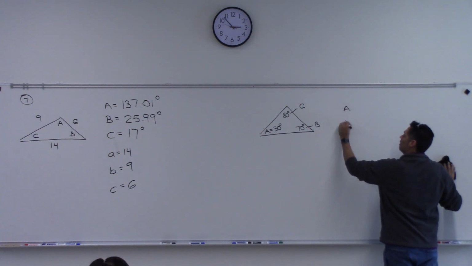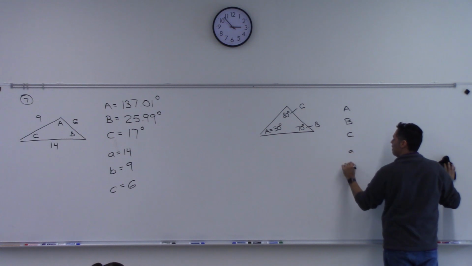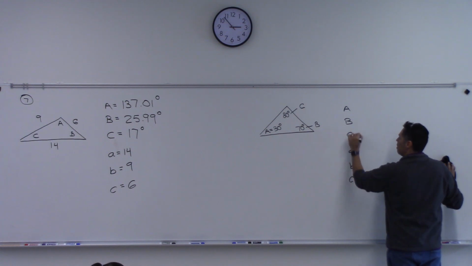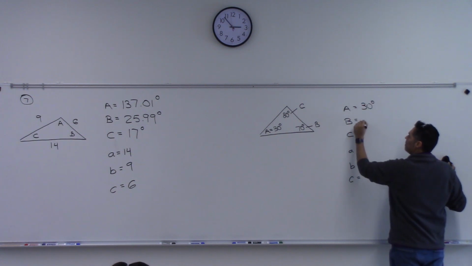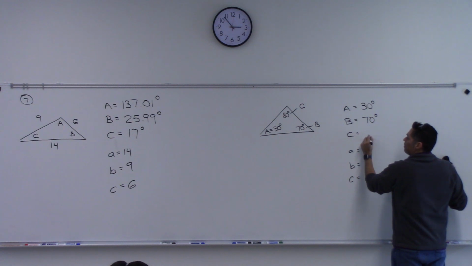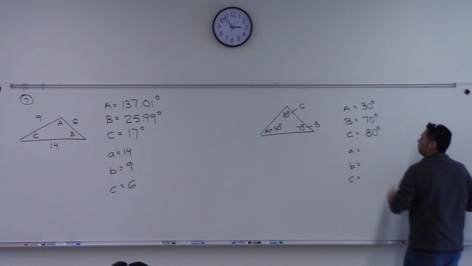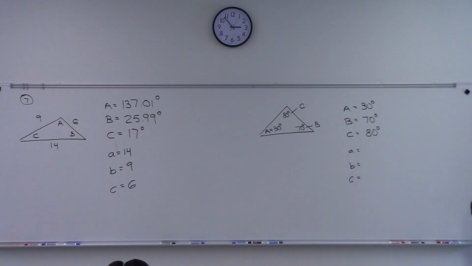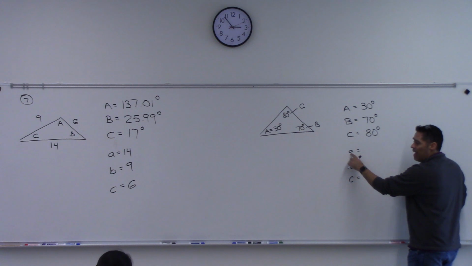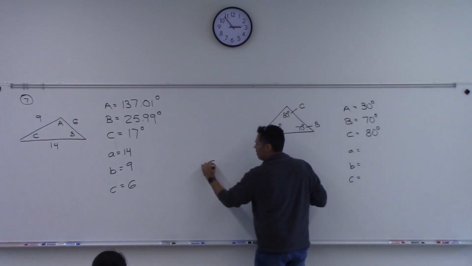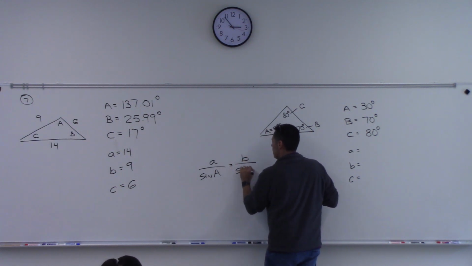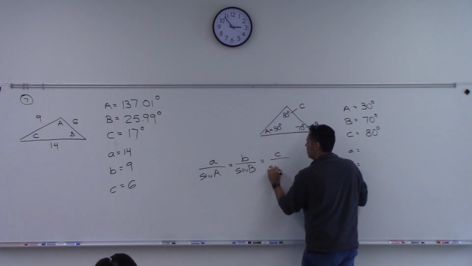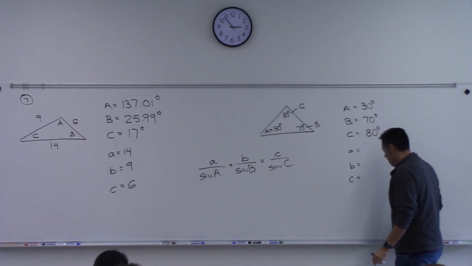I'm hearing no. Capital A, B, C, little a, little b, little c. All right. We know all the angles, right? Capital A is 30 degrees. Capital B is 70 degrees. Capital C is 80 degrees, right? Let's first think about law of sines. If I wanted to figure out what little a was, I would have to use either a over sine A equals b over sine B, or I'd have to use c over sine C. That's the law of sines.